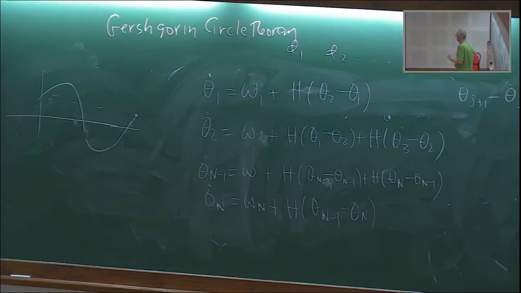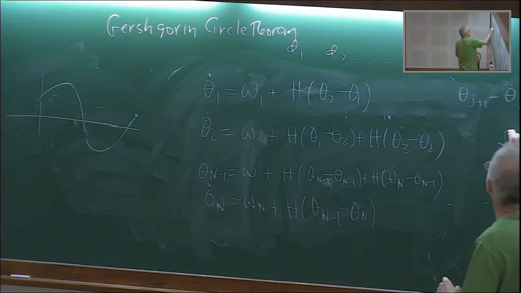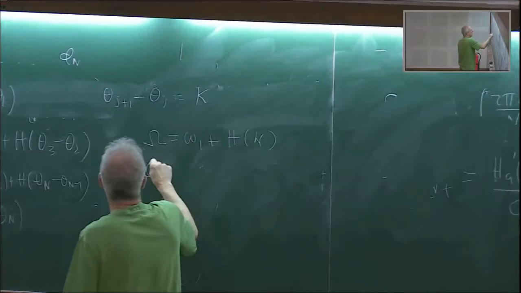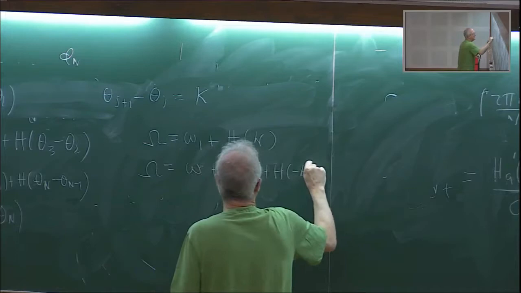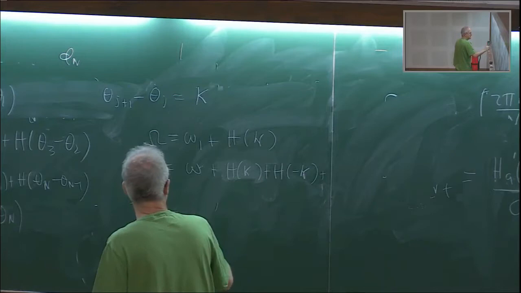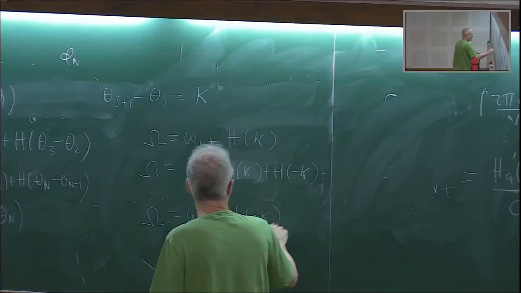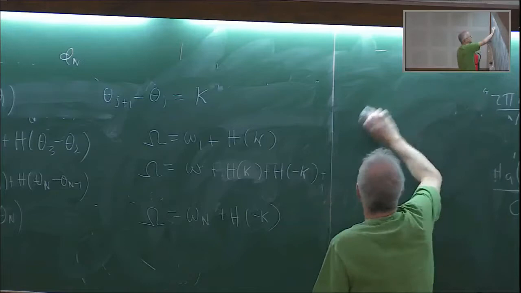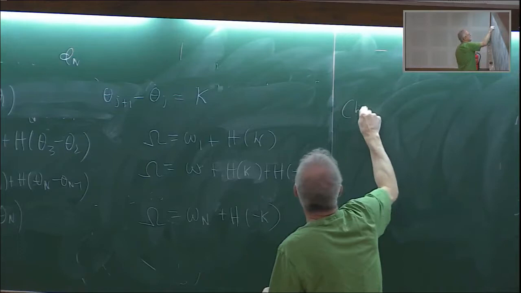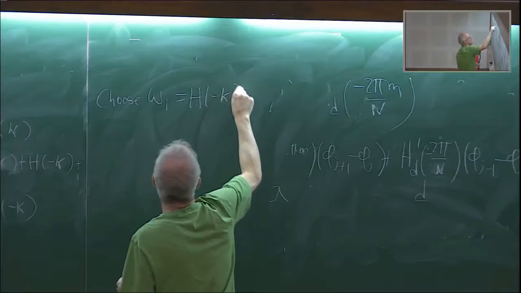Plug that in. We need omega equals omega 1 plus h of k. Omega equals little omega plus h of k plus h of minus k. Omega equals omega n plus h of minus k. So suppose we choose omega 1 equal to h of minus k and omega n equal to h of k.